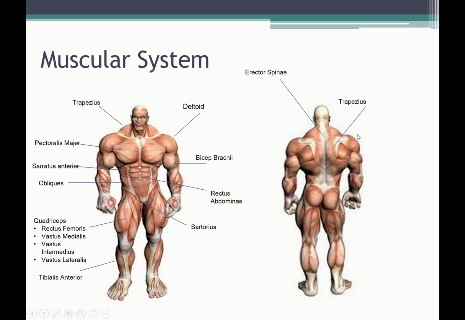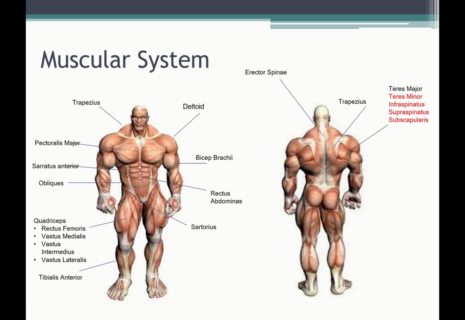Okay, moving on to the posterior side of the body. As we've already identified, the trapezius can be seen from both anterior and posterior views. The erector spinae, now we can't physically see this because the trapezius is covering, and also we would have to remove the latissimus dorsi and the trapezius in order to get a good view of it, but the erector spinae is a muscle which goes all the way down the spine on either side. So it adds stability and enables you to keep the vertebrae erect when standing straight.